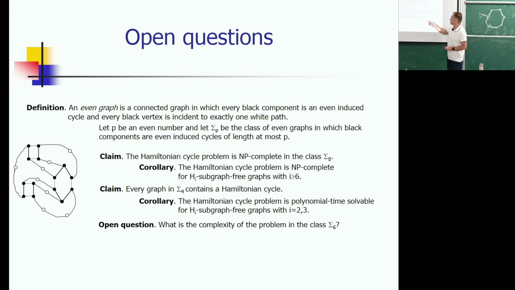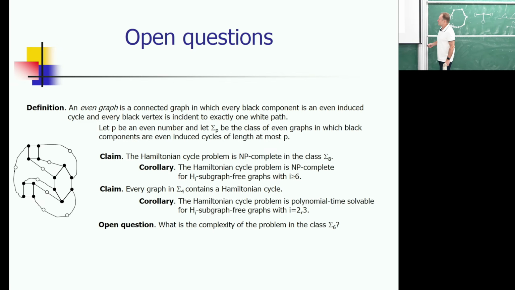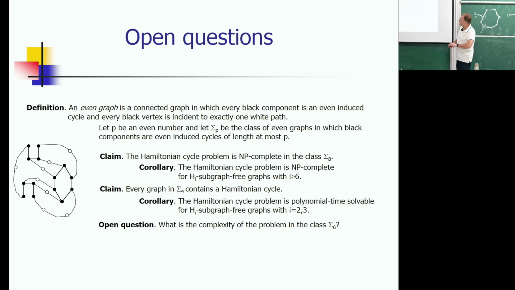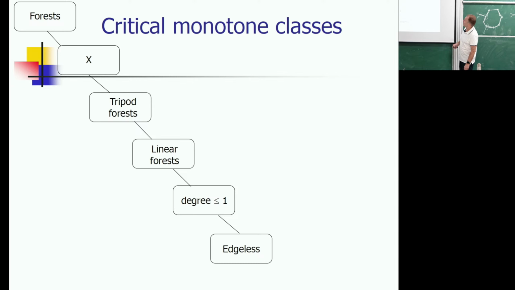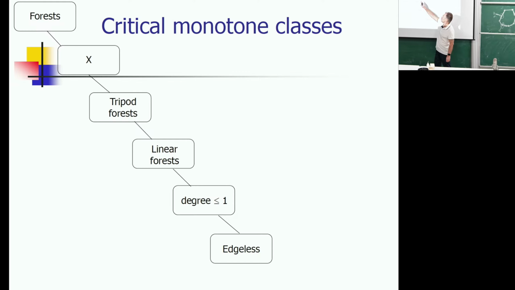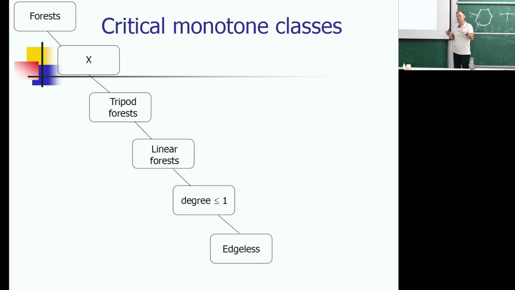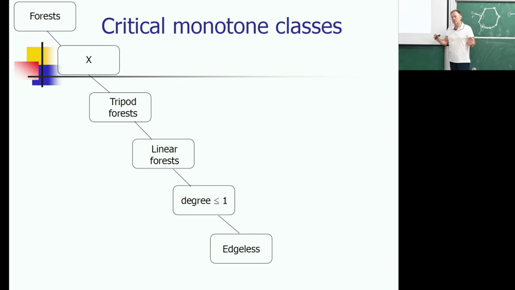And finally, what's the complexity of the problem in sigma 6? Very interesting question. And a couple more comments. So, returning to the very beginning of my talk, I identified a number of critical monotone classes. Here I also put the unknown class X, or maybe it's a collection of classes X, which are critical for the Hamiltonian cycle problem, still an open problem. But as I mentioned earlier, you can identify many other critical classes, not necessarily comparable with this.